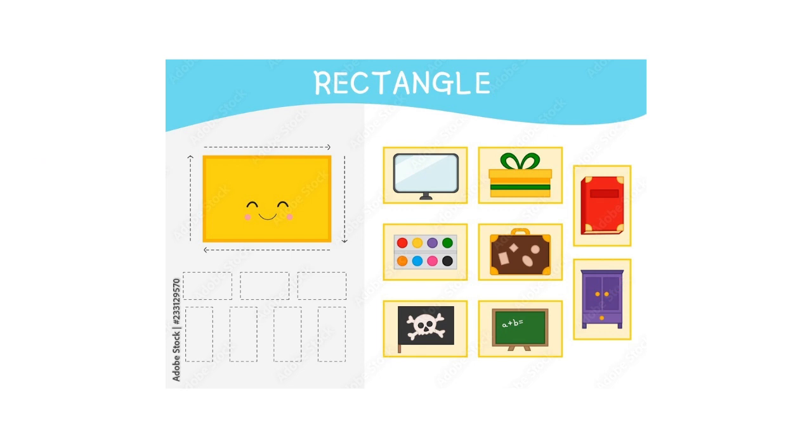Now, let's try to look how we draw the rectangle. We start from the top, a straight line to the right. Then we go a short line down, then a long line to the left and a short line back up. So this is the way we draw the rectangle.